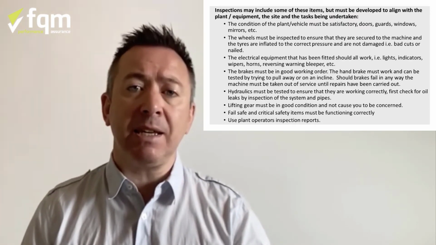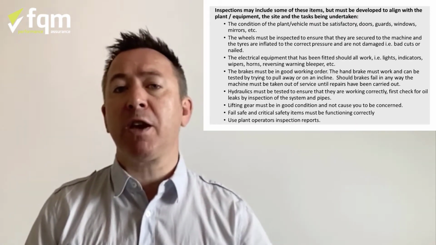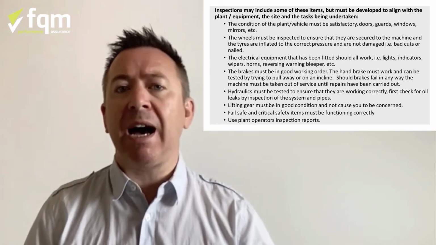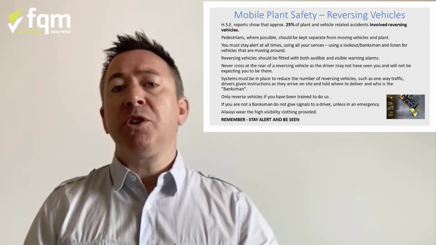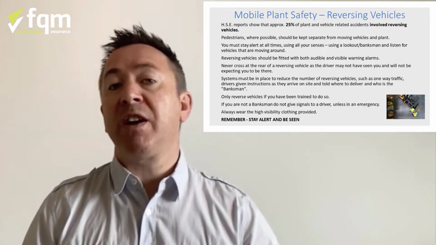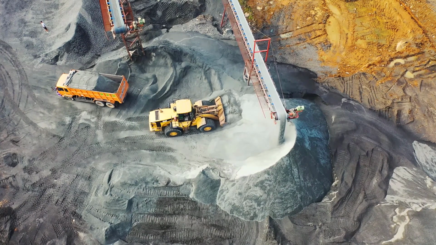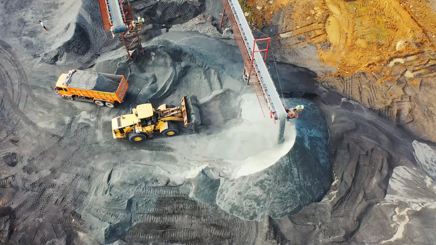The inspection criteria that should be followed should be specific to that plant and equipment, and also may need to be specific to that site and the activities that you will be undertaking. Please remember, and reports are available to support this, reversing vehicles on work sites account for approximately 25% of incidents that occur on work sites. This may be because pedestrians are not barriered from the locations. It could be that multiple activities are happening at the same time. But it's clearly a problem, and it's clearly a problem that can be prevented if controlled correctly.